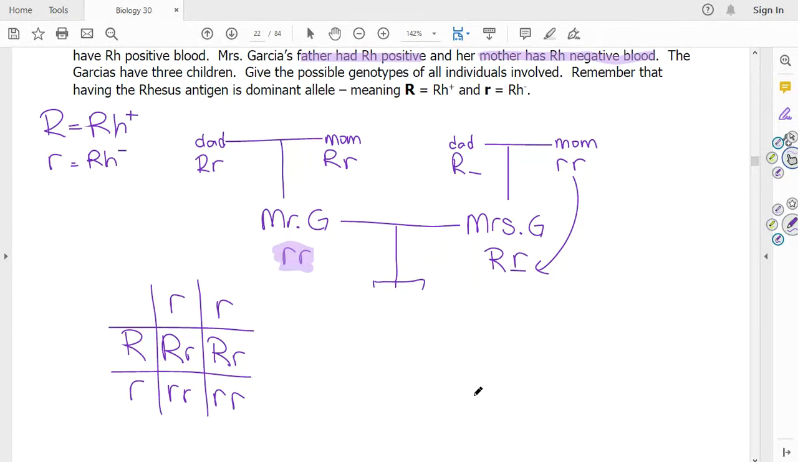Okay, so all their kids then have a 50% chance of being Rh positive, so big R, little r, and 50% chance of having little r. And we're done.